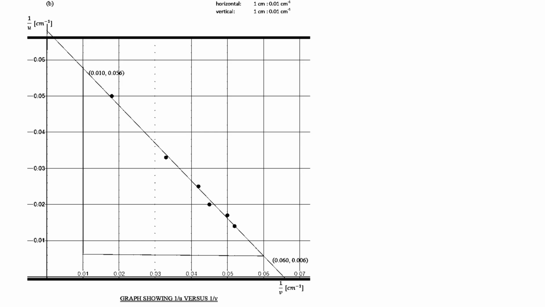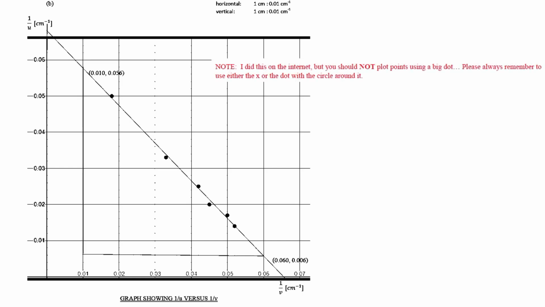You also get a point for labeling your axes and having the units with them. So on the horizontal axis, it's 1 over v, and the unit is centimeter to the negative 1 power. You get a point for having a title. So here we see a graph showing 1 over u versus 1 over v. You get 3 points for plotting the points accurately, and you get 1 point for drawing a suitable line of best fit. So that is where your 7 marks is allocated.